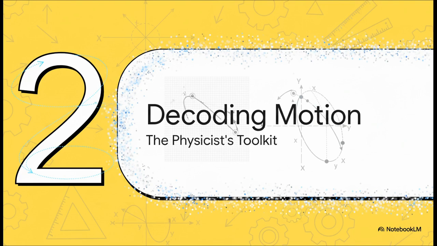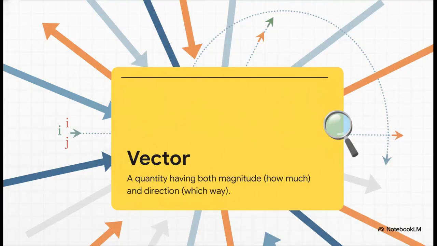But to really get a handle on the curve, we first need to look at the awesome tools physicists use to describe, well, any movement in space. And the star of our show today is something called a vector. It's a beautifully simple idea, really. It's just a measurement that has a size, how much, and also a direction, which way? Just think of it like an arrow that's pointing the way, and its length tells you how strong it is.